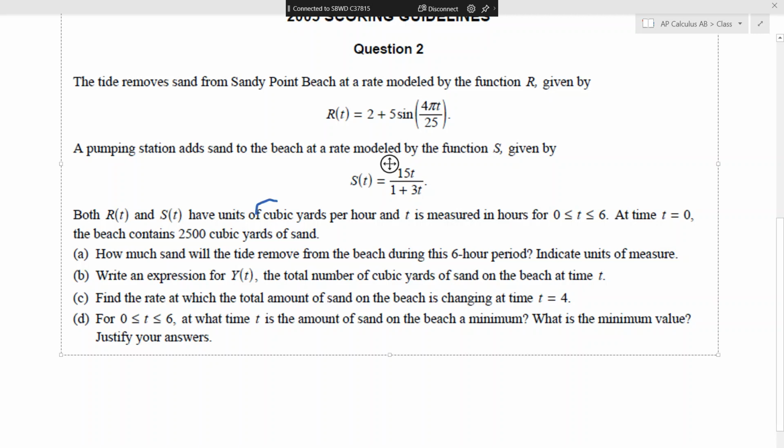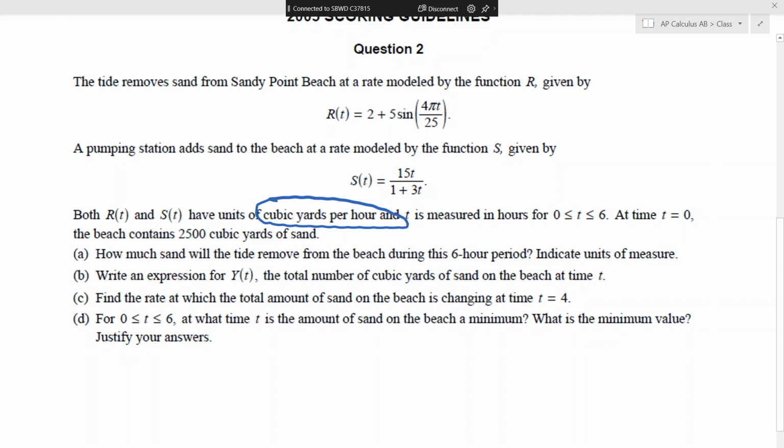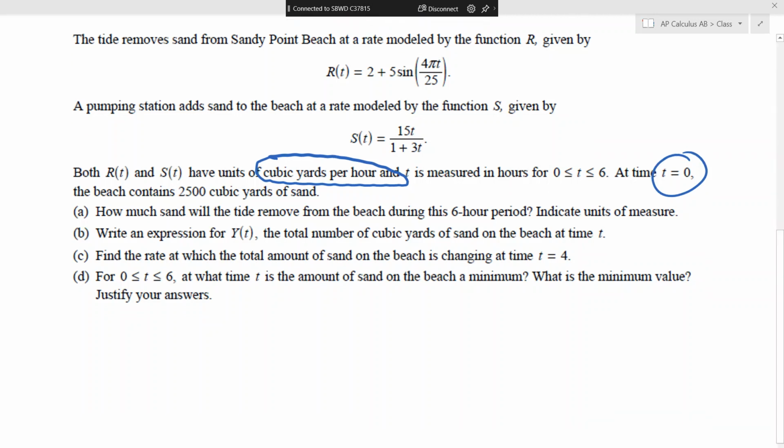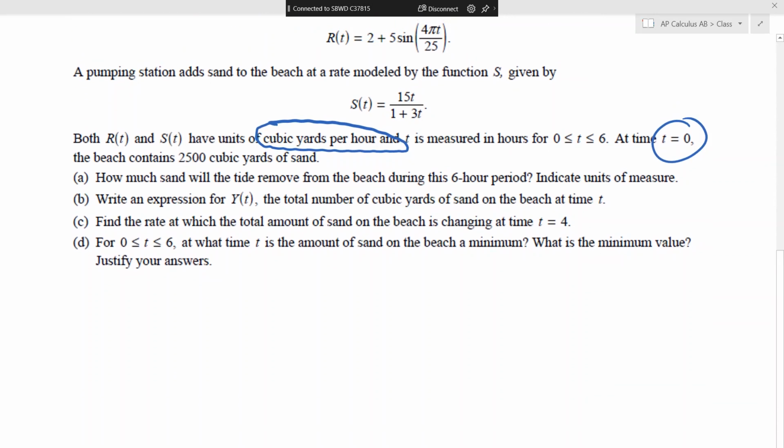Well, first off, they're given the units. They're measured in cubic yards per hour, which means the sand is measured in cubic yards. And at time 0, there were 2,500 cubic yards. Sound good? So look how easy this question is now that we know how to do all this junk.